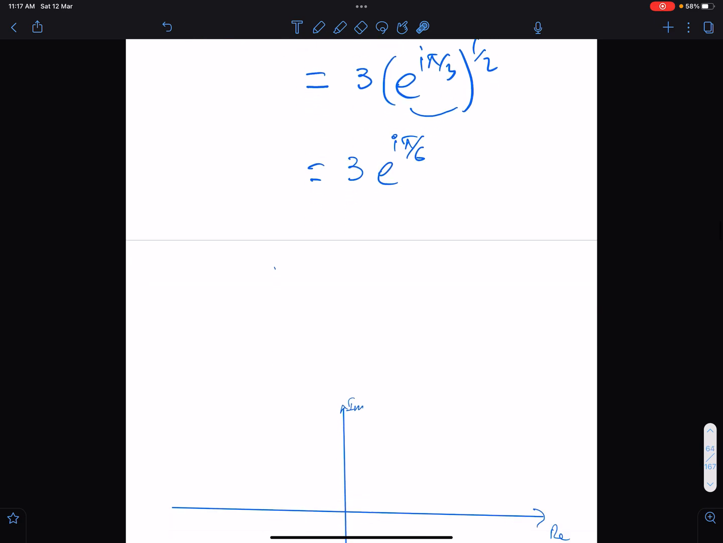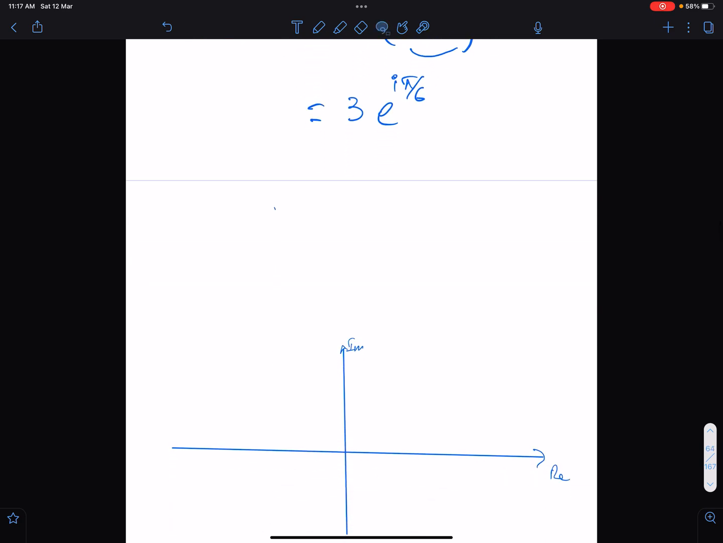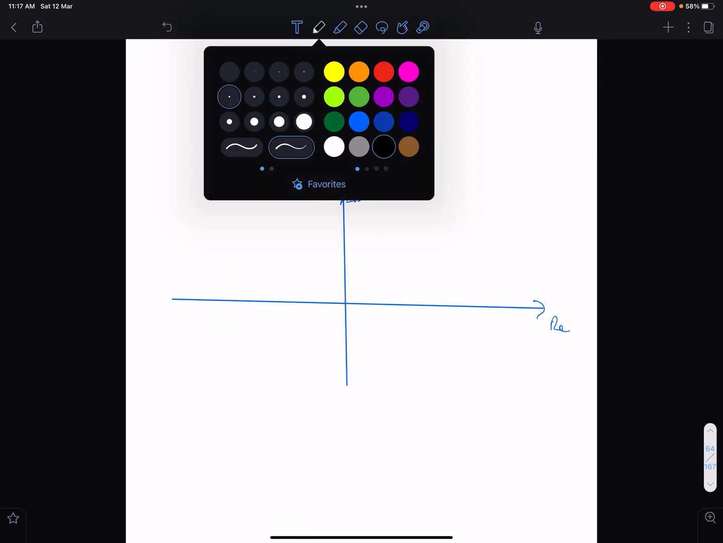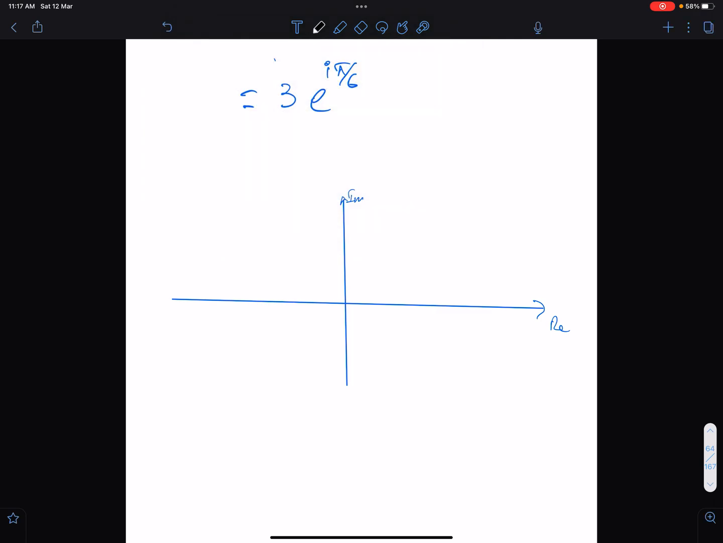For the second square root, we need to sketch this first root on our Argand diagram. See, this root is in the first quadrant because of this argument pi by 6. So this is the sketch of the first square root, 3e^(iπ/6). 3 means length, modulus, and this is the angle pi by 6.